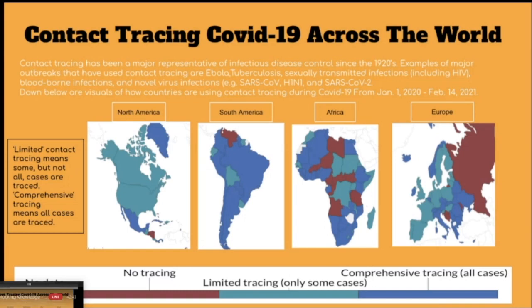Here we have a map illustrating contact tracing efforts across different continents from 2020 through 2021, with North America having rather consistent limited tracing and South America having the most comprehensive contact tracing. Parts of Central Africa and Eastern Europe have less tracing data.